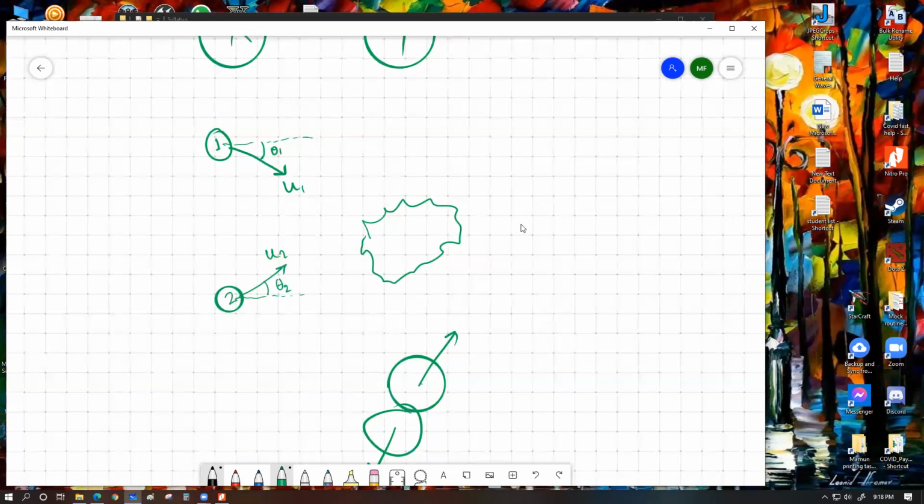After the collision, let's say object 1 goes away with a final velocity v1. Let's say this angle is alpha 1, and let's say object 2 goes away in this direction. Let's say this angle is alpha 2. What I need all of you to understand is that this is a clockwise angle, this is an anti-clockwise angle, this is an anti-clockwise angle, and this is a clockwise angle. In terms of magnitude, would this angle be positive or negative?